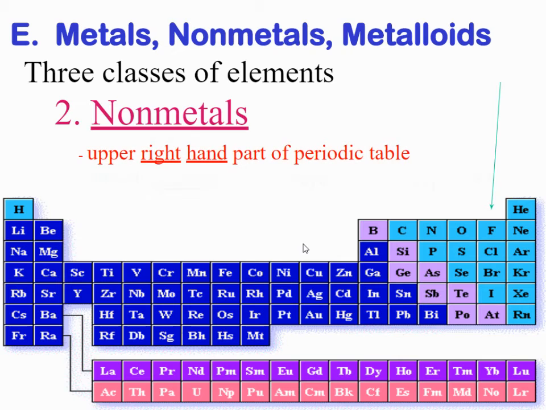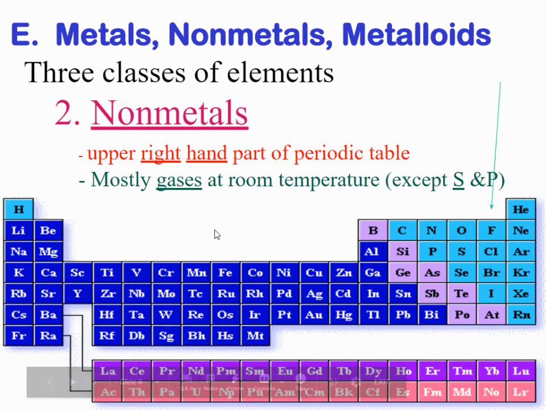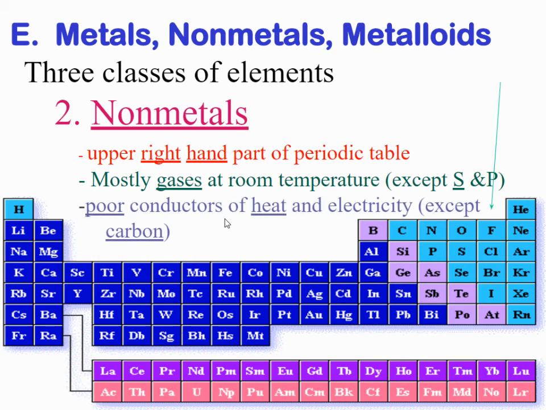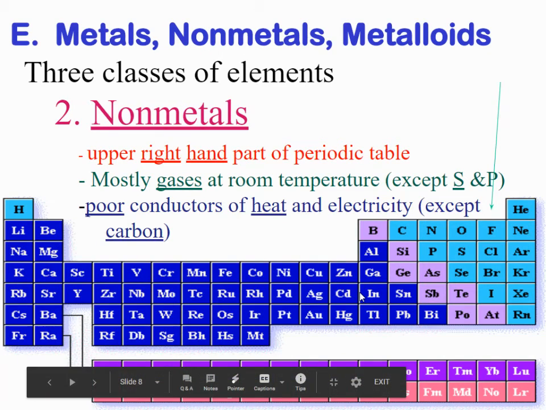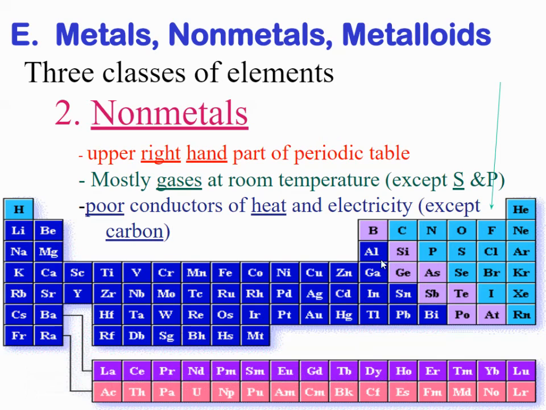So nonmetals are this nice little blue area. So they're mostly gases, except for sulfur and phosphorus. They are poor conductors of heat and electricity, except for carbon, because you can see carbon is actually closer in relation to our metalloids and metals than any other one. And you can also see that all of these others are pretty much gases all the time. And how do we know that carbon is mostly gas at room temperature? Because carbon dioxide. We look at carbon dioxide, we look at carbon.